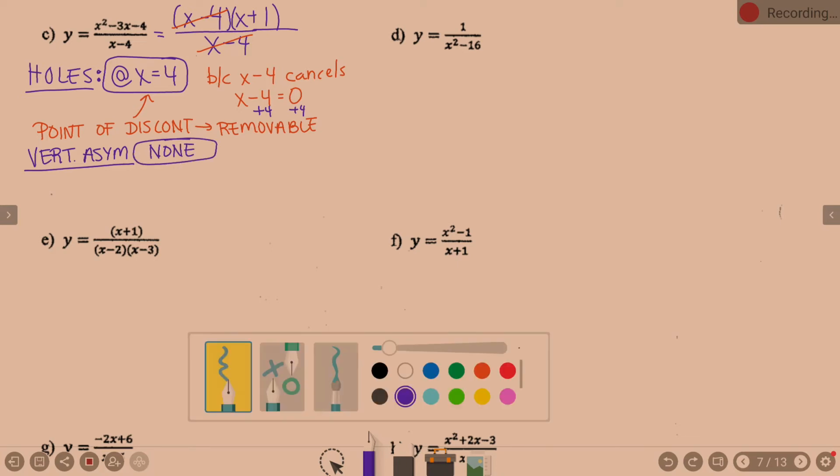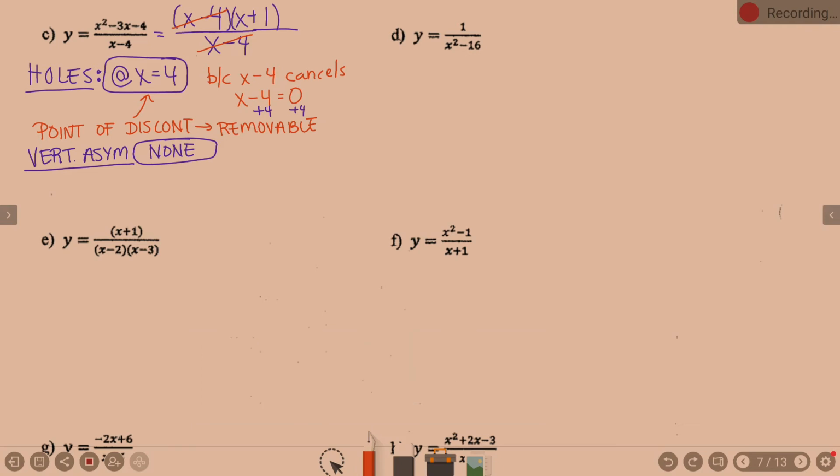And again, my reasoning: there is a hole at x equals 4, and we can have hole or vertical asymptote, not both. Okay? Hole or vertical asymptote, not both.